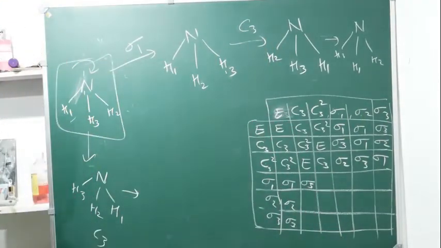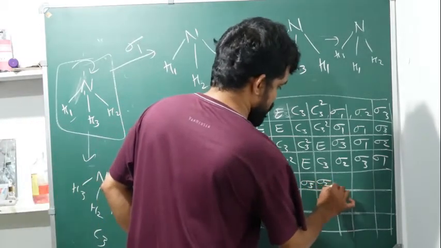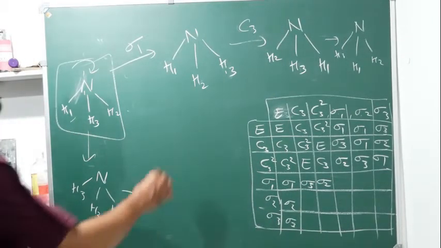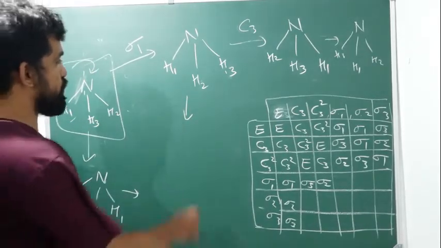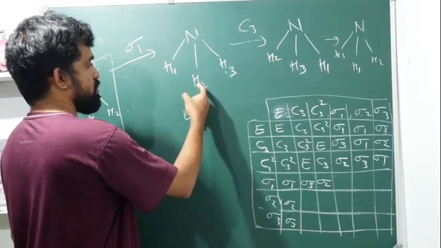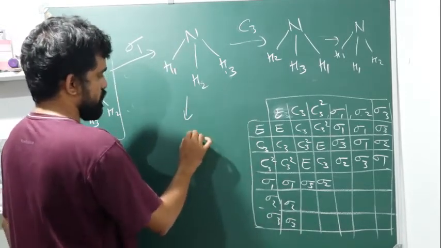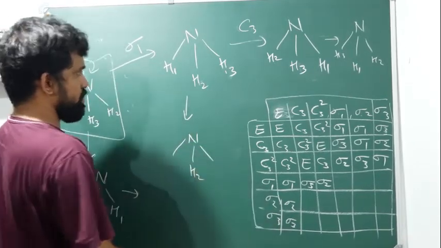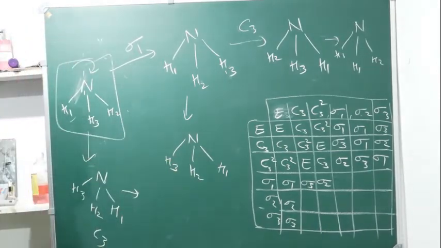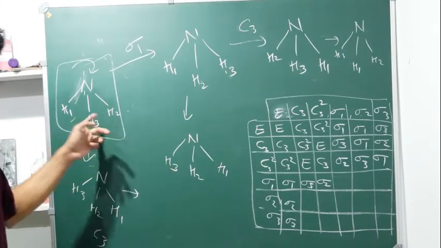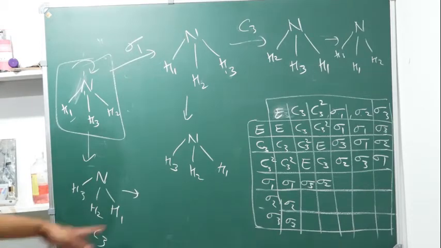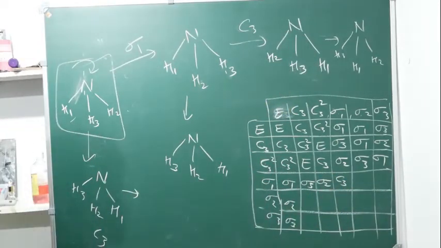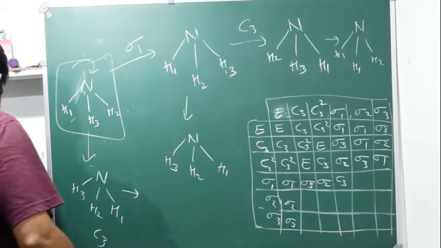So you compare it with your initial one, so it is sigma 2. Sigma 1 into sigma 2. Sigma 1 you have done, then sigma 2, that is you keep H2 here and H1 here and H3 here. So what you got, you compare it with the initial, no position is similar with respect to each other, so it is C3, right? It is C3, and sigma 1 into sigma 2, so do sigma 2 here.